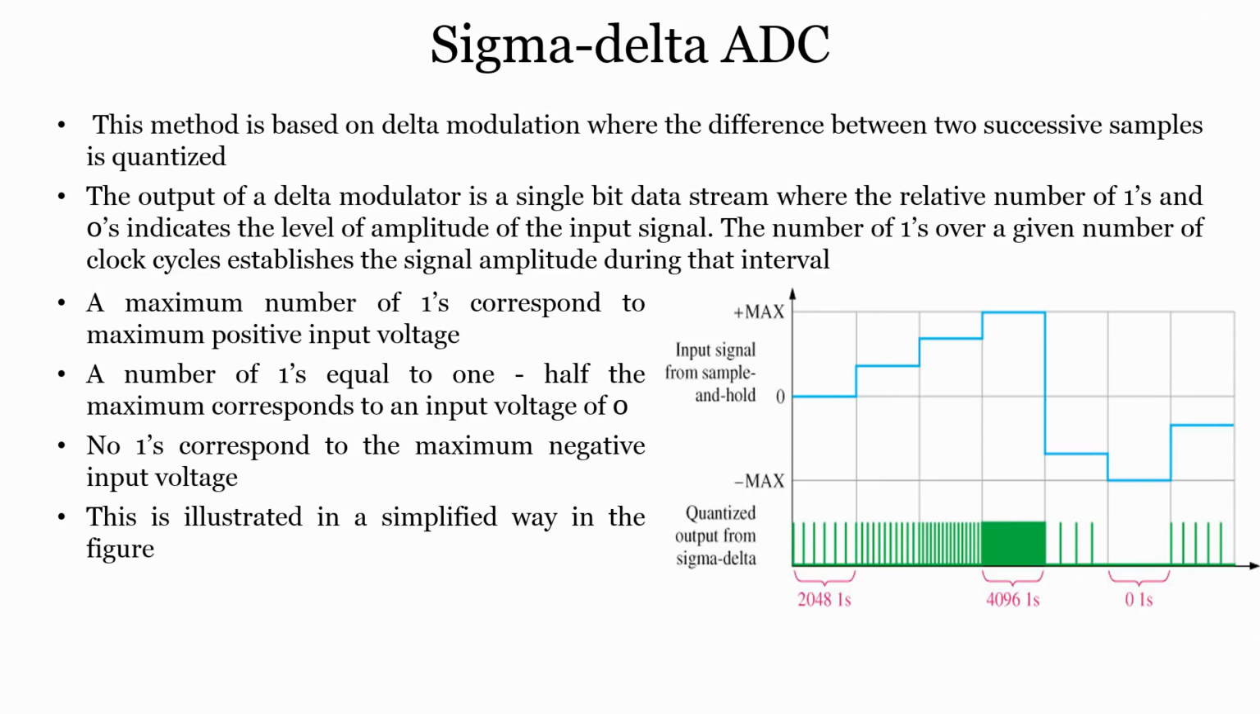Now, here the maximum number of ones corresponds to the maximum positive input voltage, and the number of ones equal to one half the maximum corresponds to input voltage 0, right. So, one half will correspond to 0, all ones will correspond to high. No ones corresponds to the maximum negative input voltage. This is illustrated in a simplified way in this particular figure, as you can see here. These are all zeros. When zeros, it is negative. If it is 1, it is positive. If it is in between, then it is considered as 0.